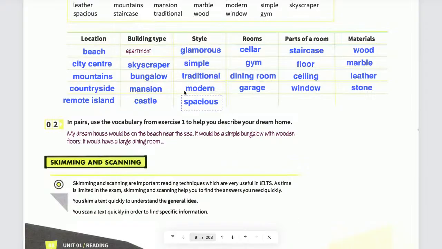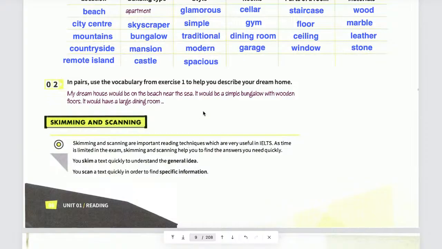Alright, now let's move forward. Exercise 2. Ngọc Anh, read that. In pairs, use the vocabulary from exercise 1 to help you describe your dream house. Yes, in pairs, use the vocabulary from exercise 1 to help you describe your dream home.